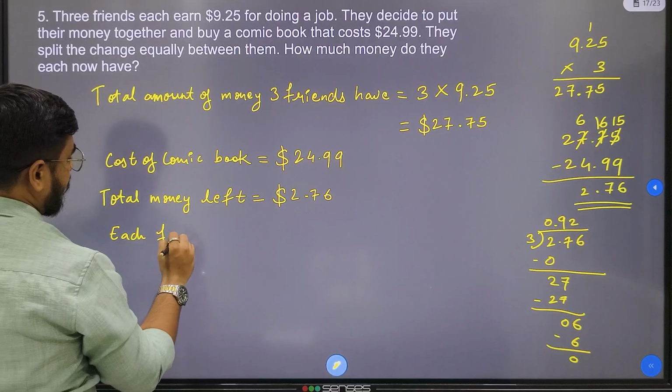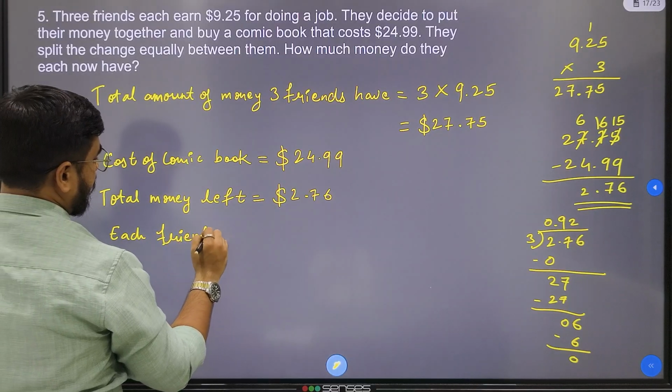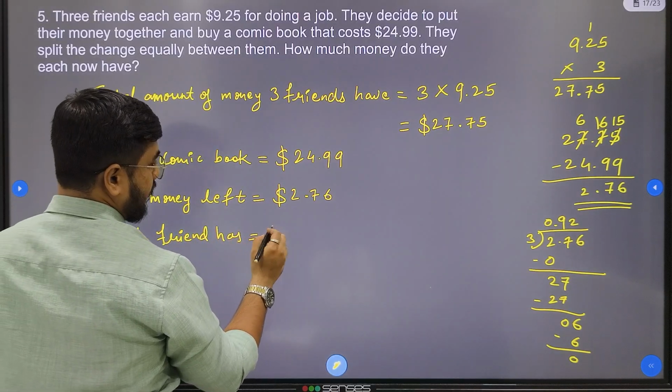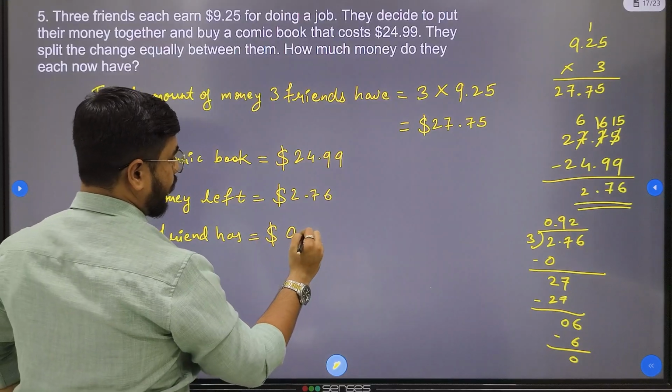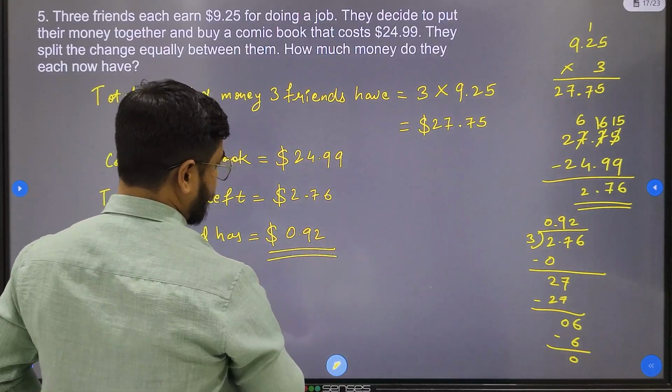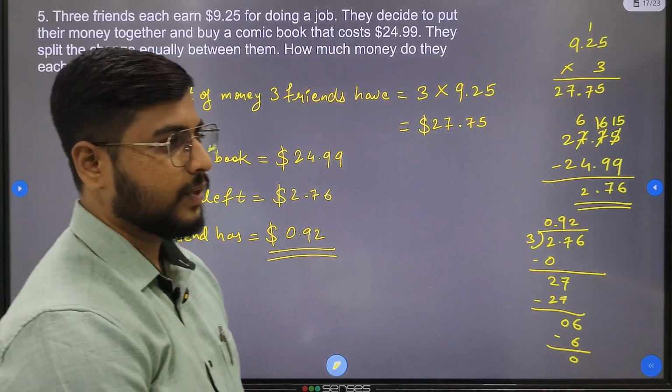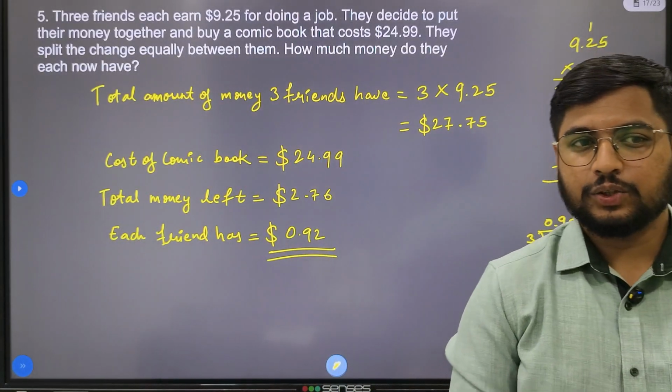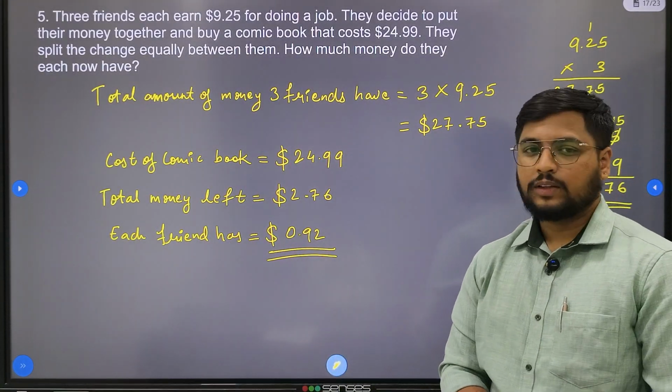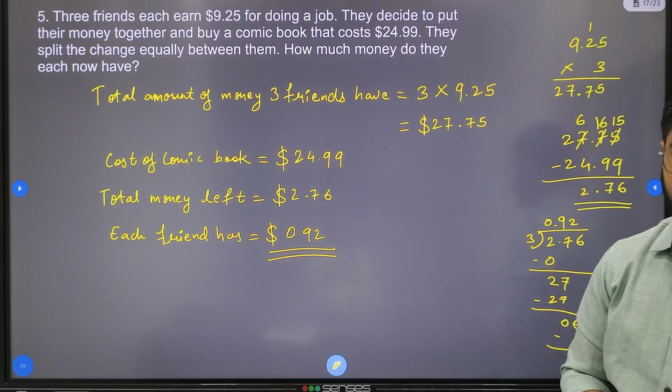Each friend has $0.92. Hope you have understood till here. Let's move on to the next question.